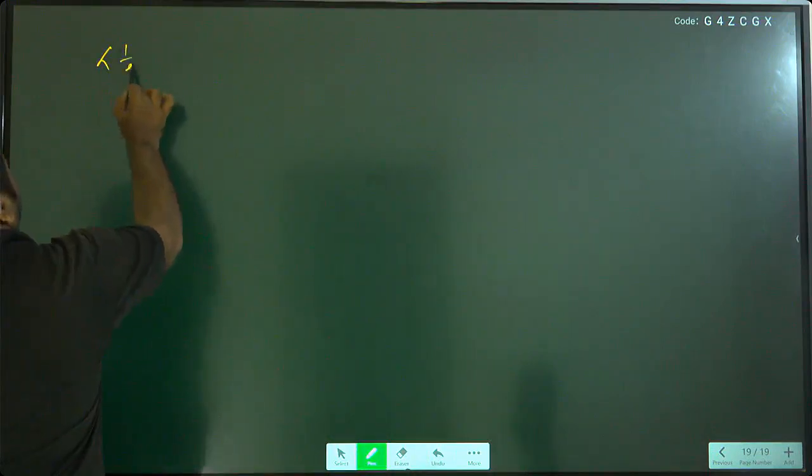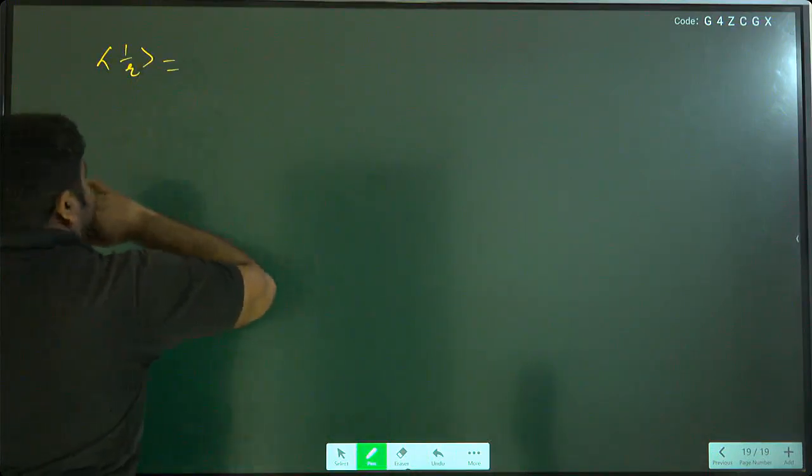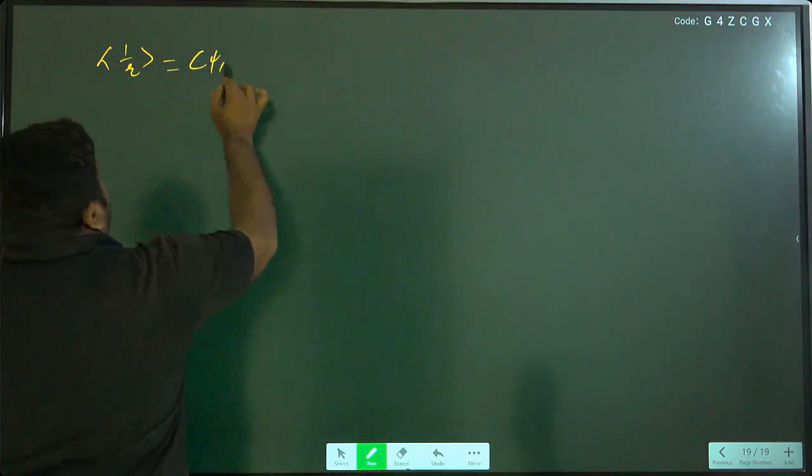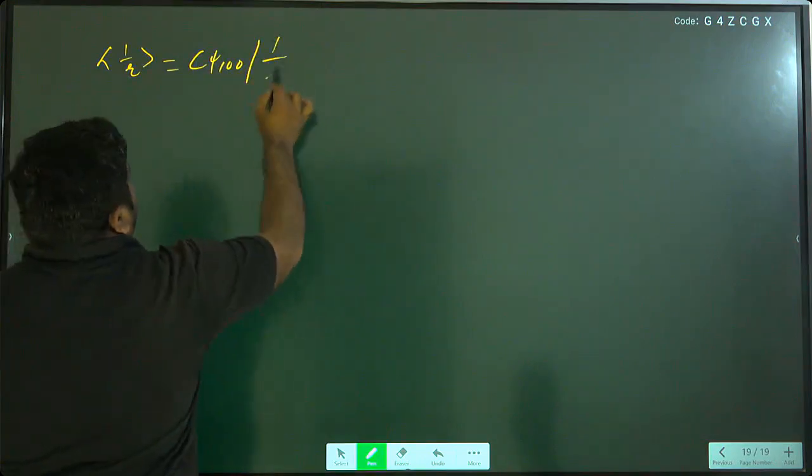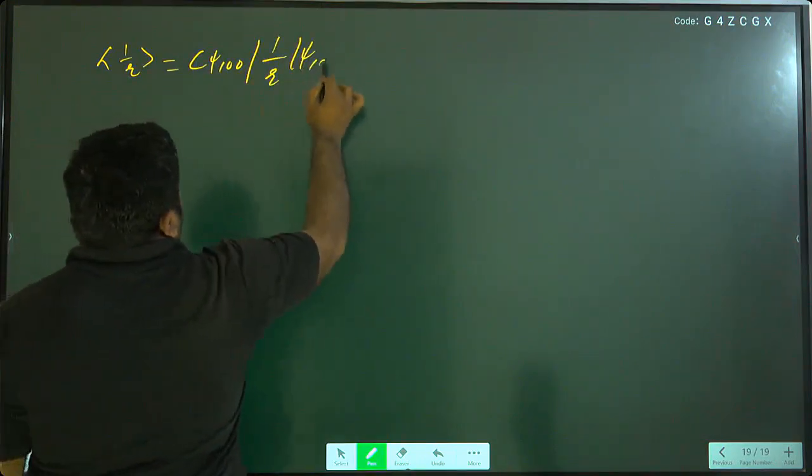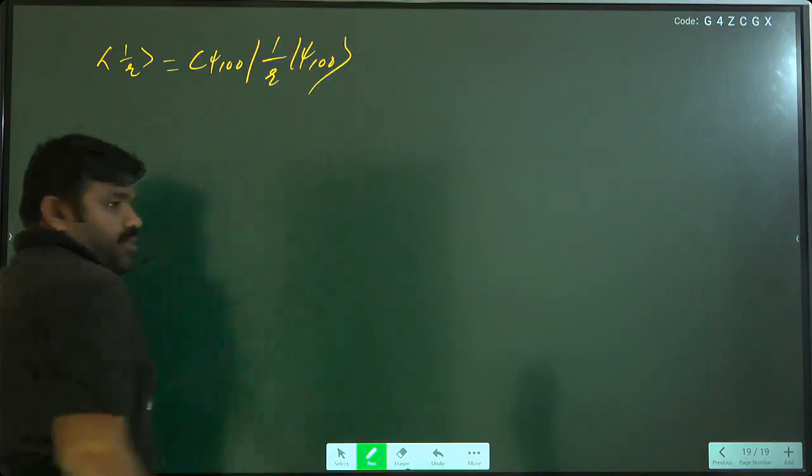Next, the expectation of 1 by r. The expectation of 1 by r means psi 100 into 1 upon r into psi 100.